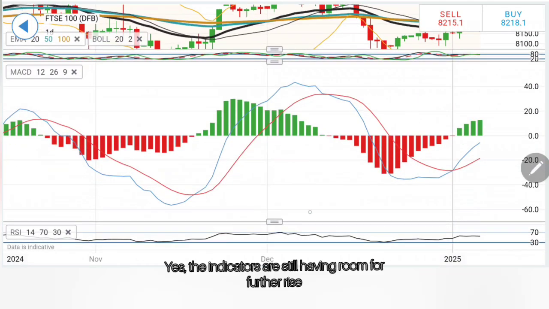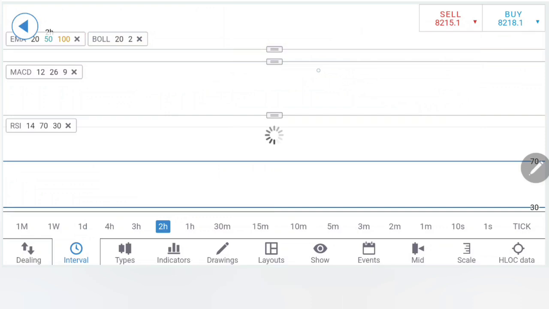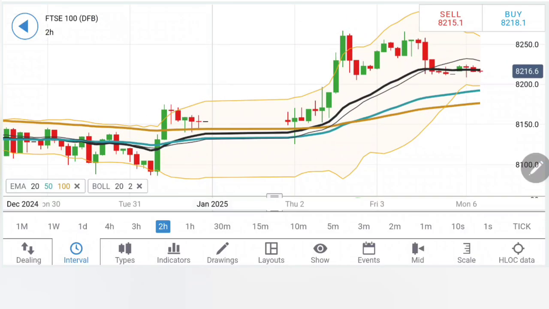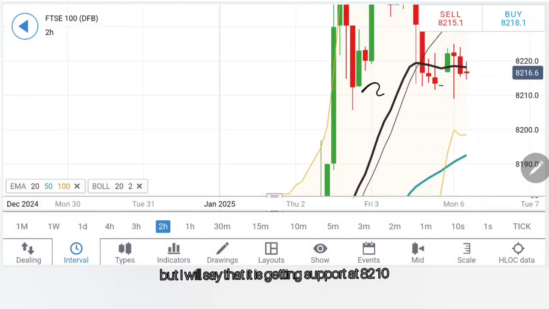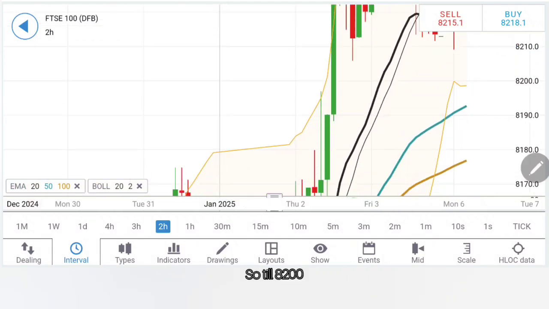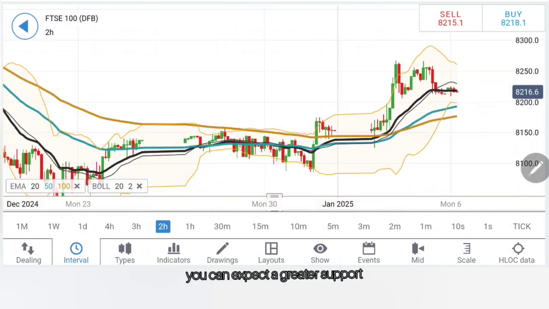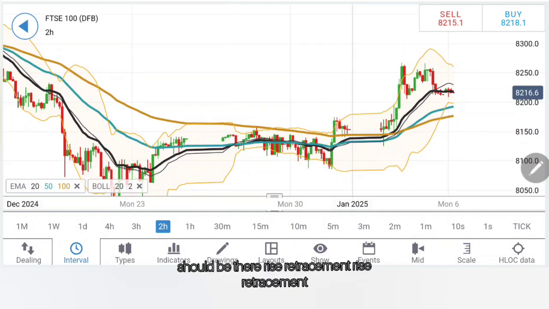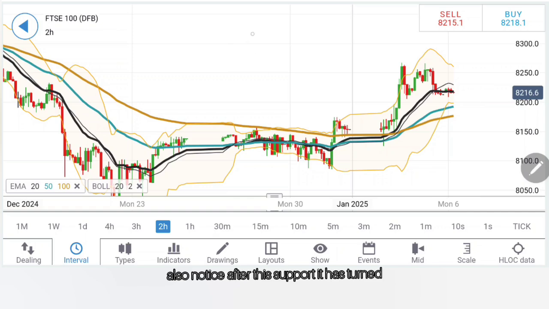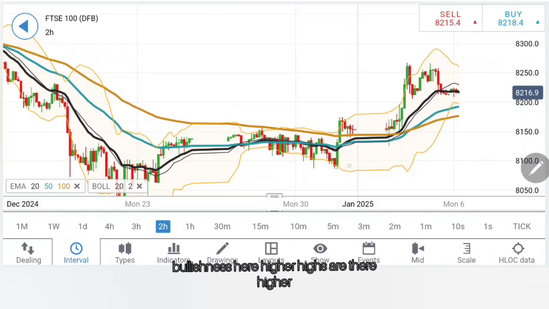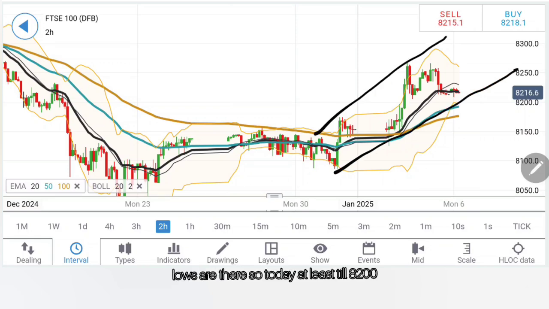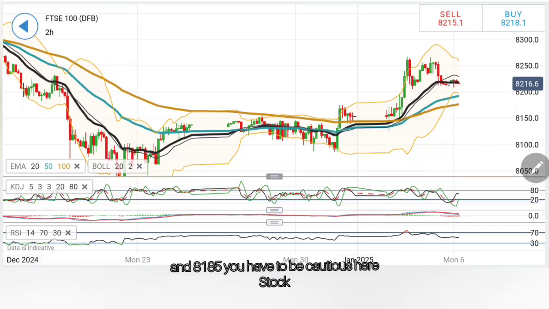Yes, the indicators still have room for further rise. Specifically, the MACD is looking upwards. On the 2-hour charts, though, I can see a bit of resistance here. Now it is looking downwards, but I will say that it is getting support at 8210. So till 8200, you can expect greater support there. Rise, retracement, rise, retracement. Also notice after this support, it has turned aggressively bullish. You can see the increasing bullishness here. Higher highs are there, higher lows are there. So today at least till 8200 you have to be cautious, and at 8185 you have to be cautious here.